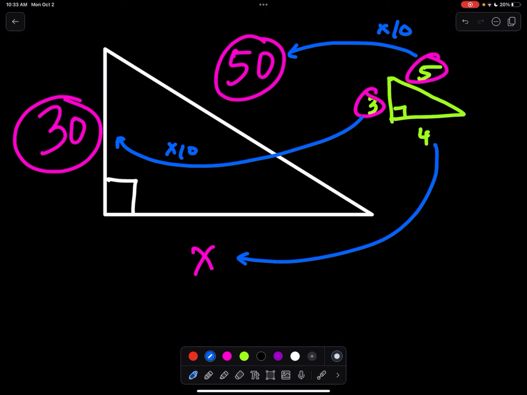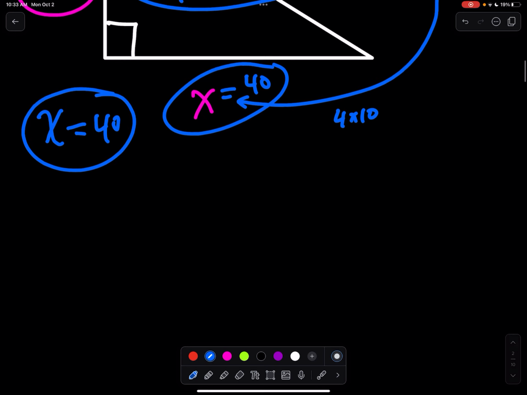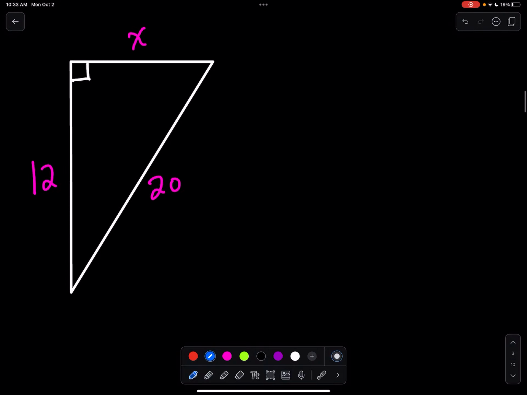The 4 will now get scaled by 10. This last side is 40. That's by triples. 3 squared plus 4 squared makes 5 squared, just scale everything by 10. 30 squared plus 40 squared is 50 squared. So the missing side is 40. And you didn't have to square big numbers and no giant square roots. It's just a quick time saver.